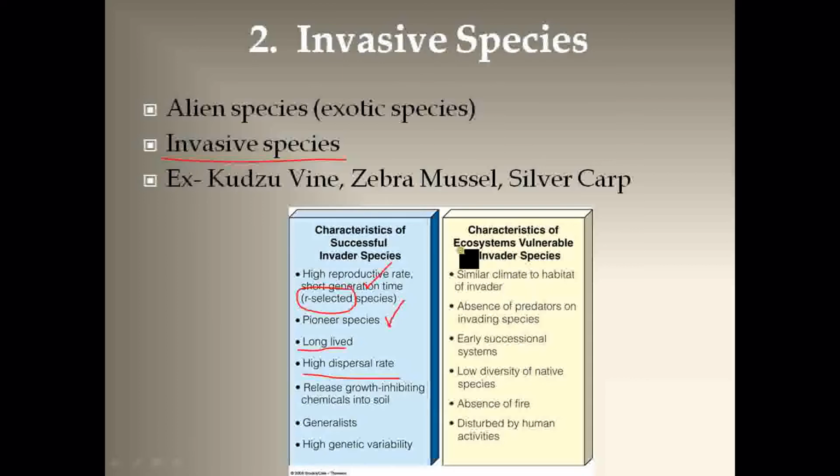And then there are ecosystems that might be vulnerable to an invader attack. If the place has a similar climate, if there's no predator that will start to eat the invader, if there are early successional systems, we'll learn about that in Chapter 7, and you get the idea. No fire really hurts a forest's ability to regrow trees. So we're not just talking about animals here, we're talking about trees as well.